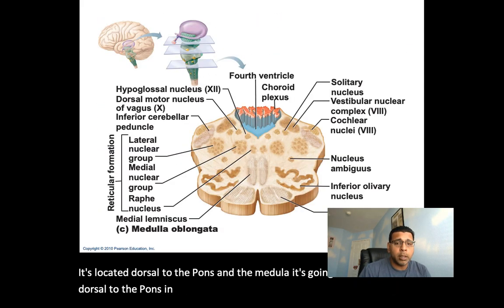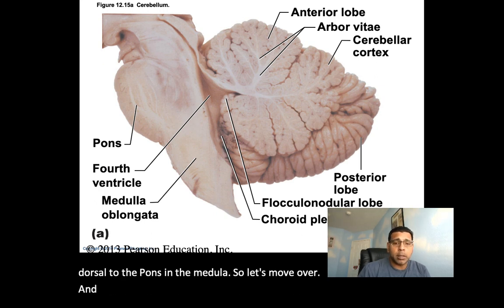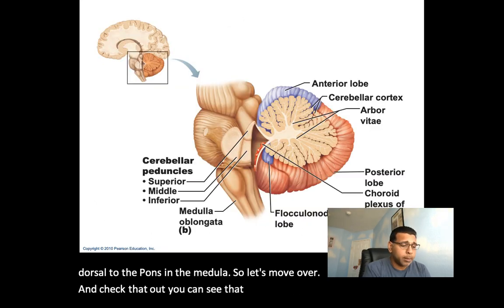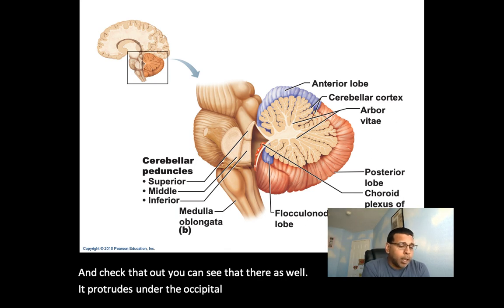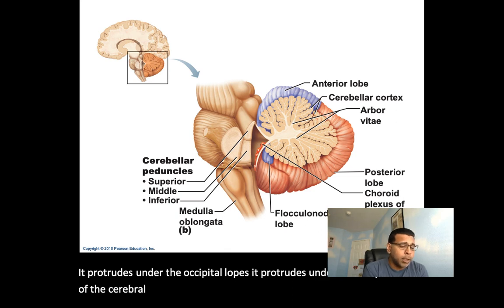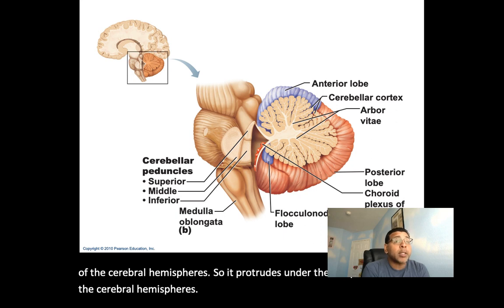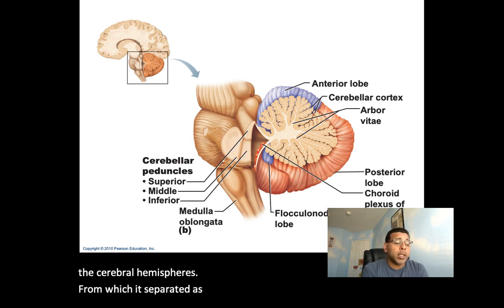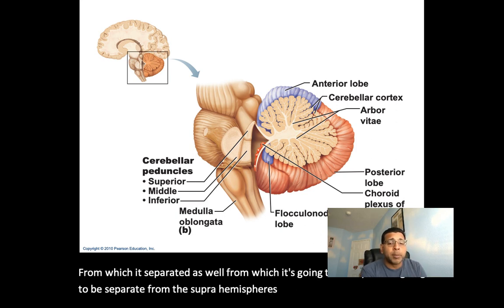So let's move over and check that out. You can see that there. It protrudes under the occipital lobes of the cerebral hemispheres, from which it's separated by the transverse cerebral fissure.